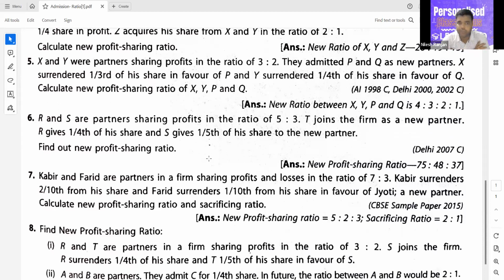R and S are partners sharing profit in the ratio of 5:3. T joins the firm as a new partner. R gives 1/4 of his share and S gives 1/5 of his share to the new partner. In this question, actually, there is no new ratio of new partners given. So we will solve this portion because there is one more piece of information that I have to give you. In question number 6, their profit sharing ratio is 5:3, and they sacrifice 1/4 and 1/5.